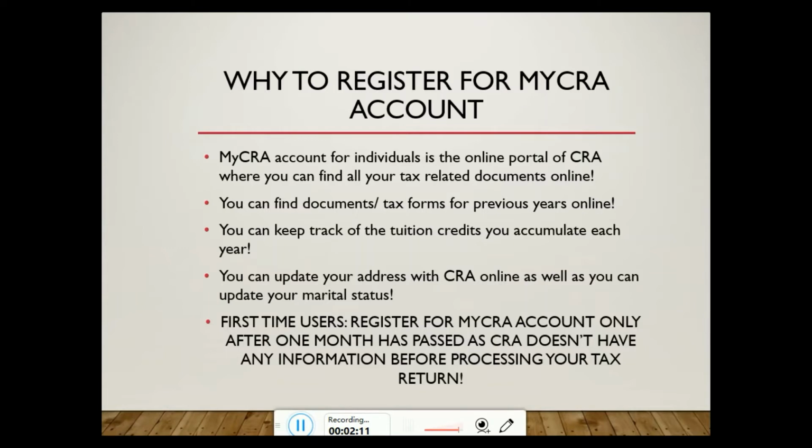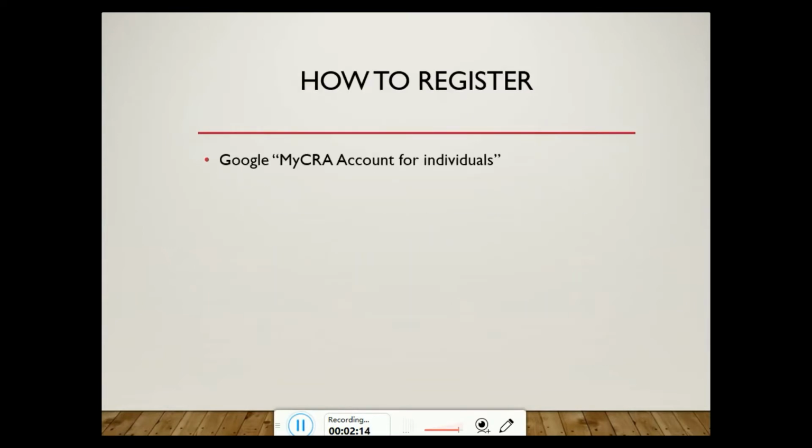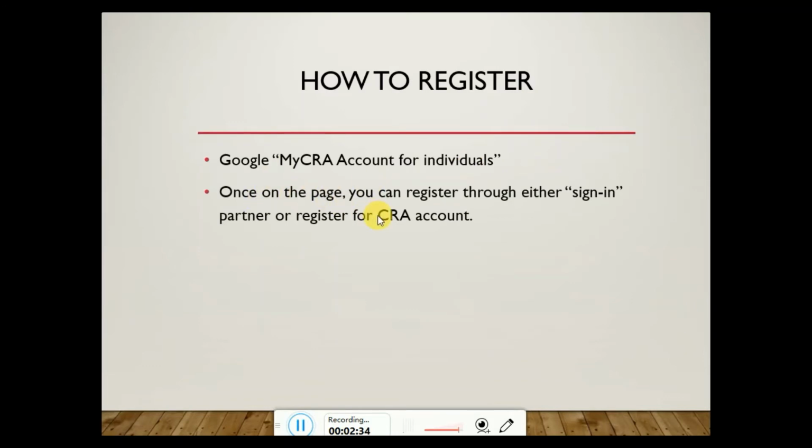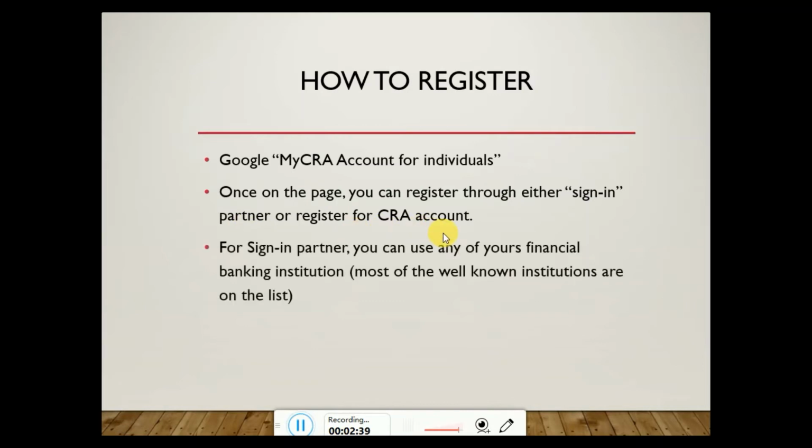Now why is it important? Because you will understand in the next step. So how to register? You can just Google MyCRA account for individuals. There is also a MyCRA account for businesses, which is not relevant to us as international students. So you will just go for MyCRA account for individuals. Once on the page, you can register through either a sign-in partner or register for a CRA account. Generally for a sign-in partner, you can use any of your financial banking institutions. Most of the well-known institutions are on the list.